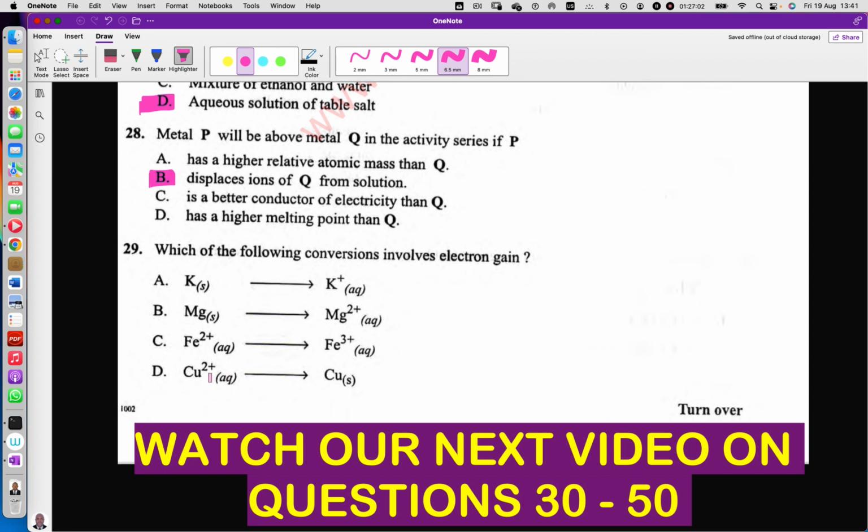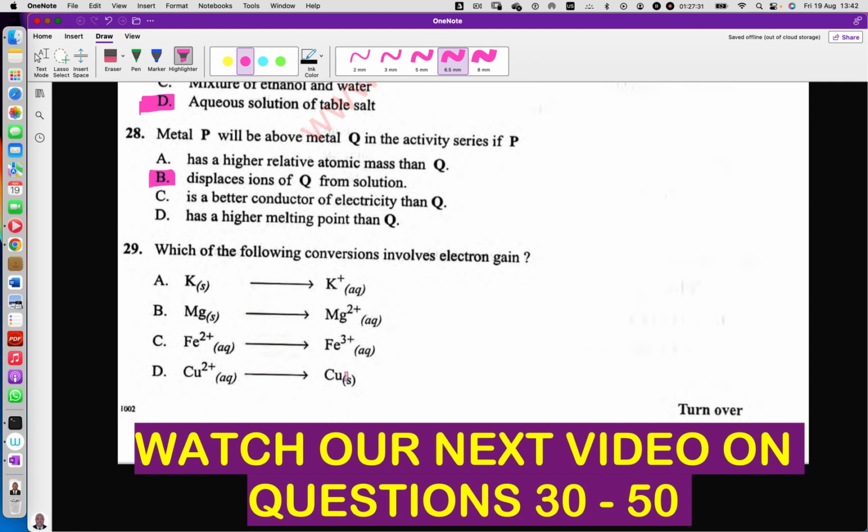For it to be reduced to copper solid, it means it has gained electrons. Electrons are negatively charged, so it will gain 2 electrons. These 2 electrons will cancel out the 2 plus. Electrons are negatively charged, so it will be 2e, or 2 minus. So when it gains 2 electrons, the 2e or the 2 minus will cancel the 2 plus.